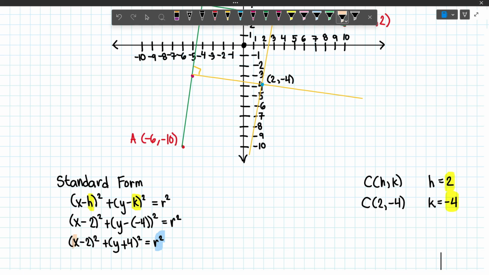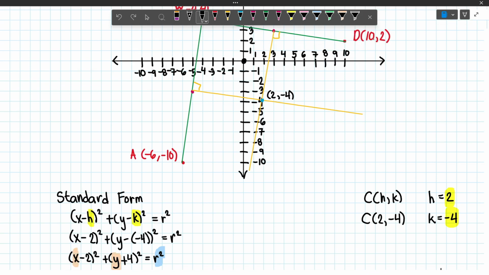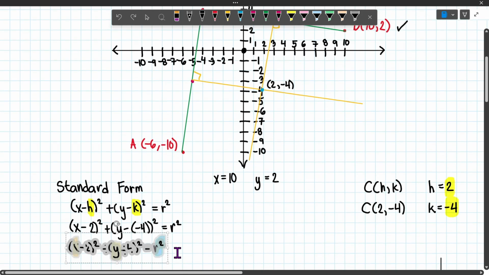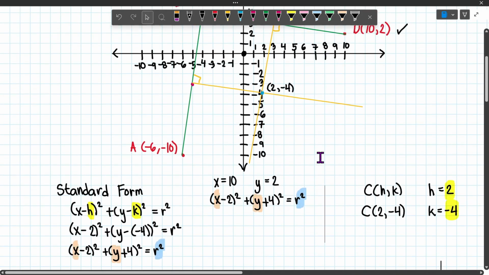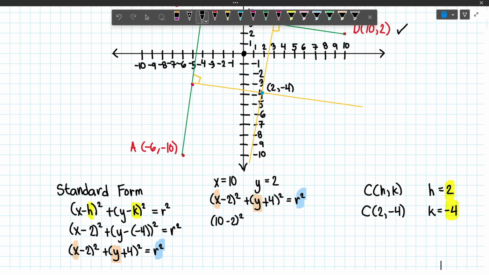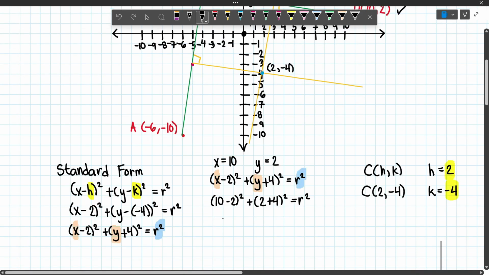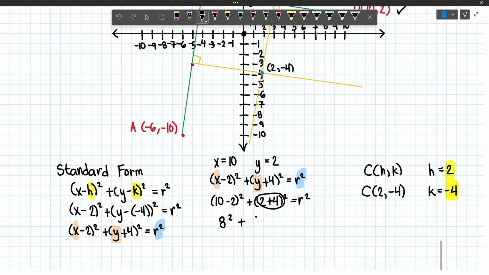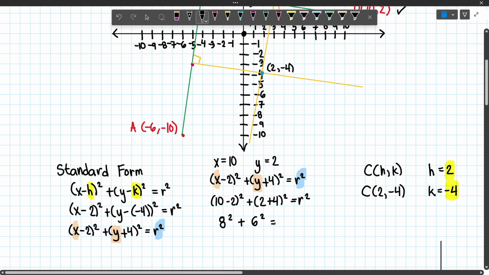To solve for the radius r, we can substitute any x and y value into our equation. So let's plug in a value for x and y. Let's say we'll consider point D. Now our x will be 10 and our y will be 2. So our equation will be 10 minus 2 squared plus 2 plus 4 squared equals r squared. 10 minus 2 gives us 8 squared plus 2 plus 4 gives us 6 squared equals r squared.